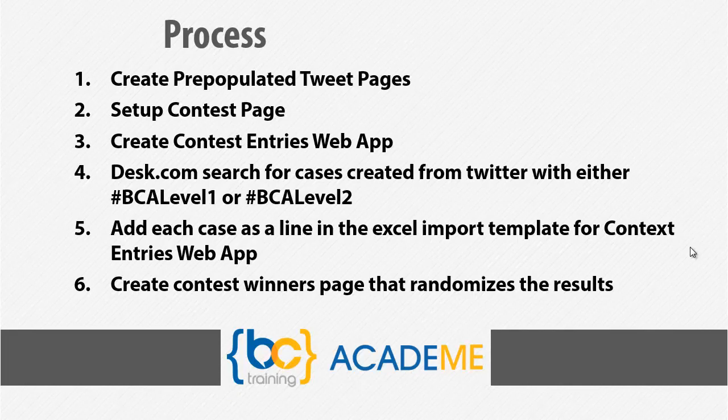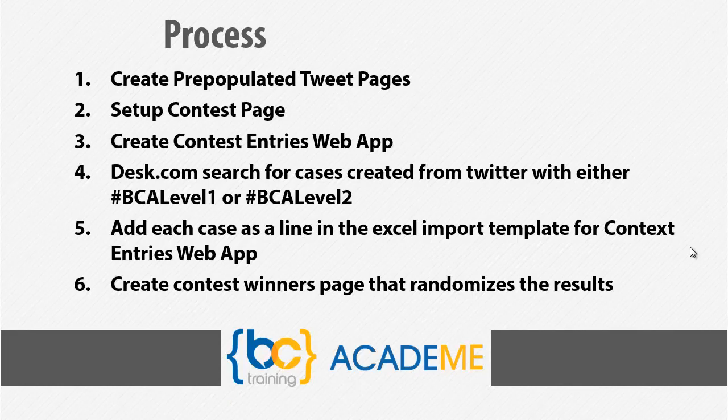So we have our Desk.com linked with Twitter, so every tweet that comes into @BC Academy actually goes into Desk.com as a ticket. So then I was able to easily run a search based off of those keywords, which are the hashtags, and then get a list of every entry into the contest. And then I added each case as a line in the Excel import template for the contest entries web app. So if you're someone who submitted 10 tweets, I have 10 different web app items with your name on it, and so we have a total Excel list of every single entry that basically just has the Twitter handle and the person's name or company name, depending on what was available.